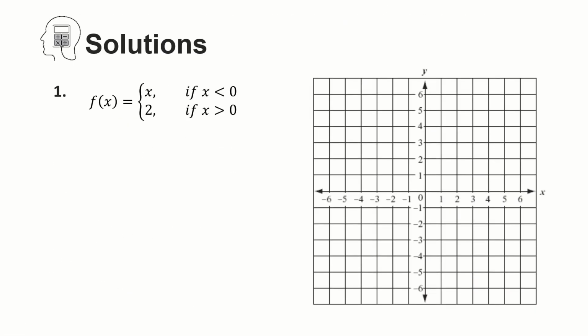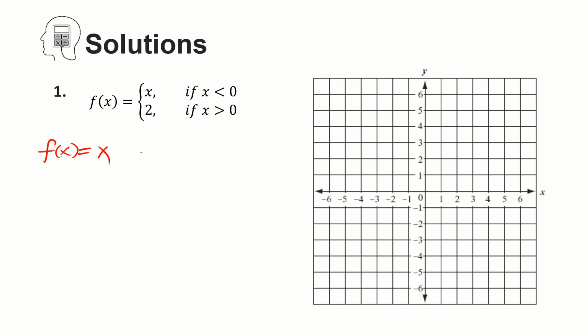Okay, so let us answer our practice problem. So we have here our piecewise function number 1, so f of x is equal to x if x is less than 0, and then f of x is equal to 2 if x is greater than 0. Before we sketch the graph of this piecewise function, let us first review the graph of f of x is equal to x, and then f of x is equal to 2. So first, f of x is equal to x.